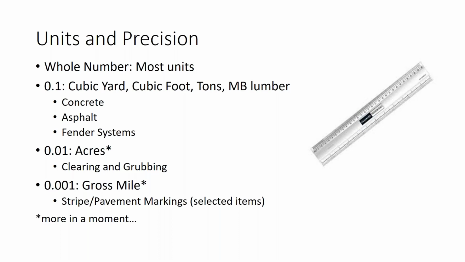Our acres item that you typically see for clearing and grubbing secondary units are measured to the hundredths of an acre. And then some of our striping and pavement marking items are measured to a thousandths of a gross mile. We'll talk about some of our precision in a few moments.